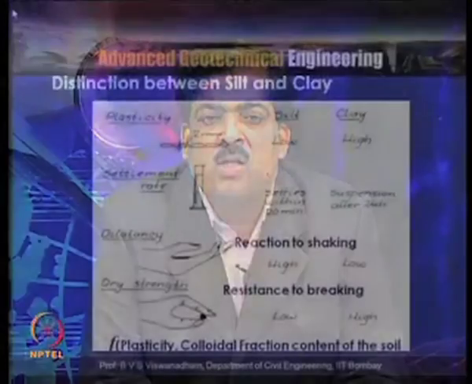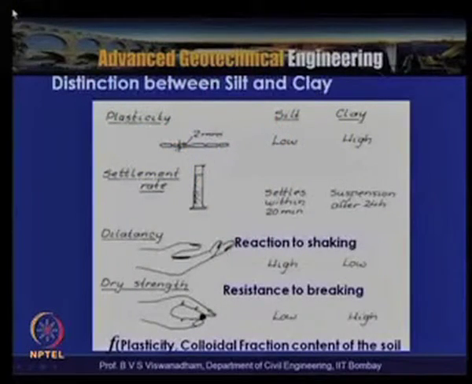For example, if you have silt and clay, sometimes it is required to distinguish between silt and clay. This is possible with some identification methods, like those suggested here. If you look into plasticity, the silt will have low plasticity and clay will have high plasticity. And if an equal amount of soil, oven dried and air dried, is dispersed in a jar having water, then silt settles rapidly and the clay remains in suspension even after 24 hours. And dilatancy, that is reaction to shaking, is high for silt and low for clay. So it is possible to distinguish between silt and clay.